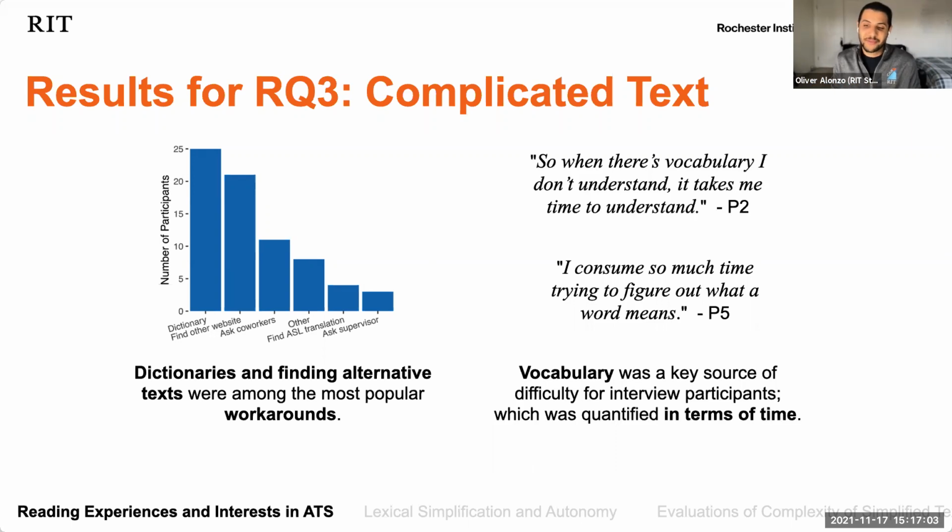In comments from participants in the interview, we identified that vocabulary was a key source of difficulty that participants discussed, and they quantified the difficulty in terms of time. So for example, participant 2 indicated that when there's vocabulary that they don't understand, it takes time to understand. And participant 5 also indicated how much time is consumed trying to figure out what a word means. So again, vocabulary being a key source of difficulty, and participants quantifying that in terms of time.